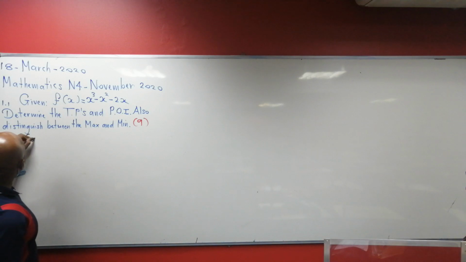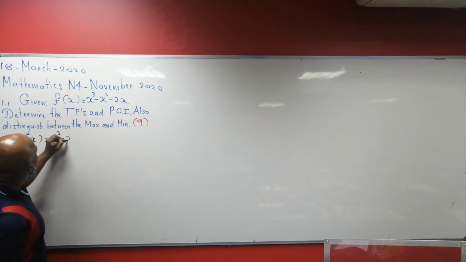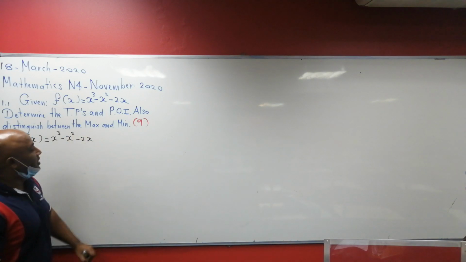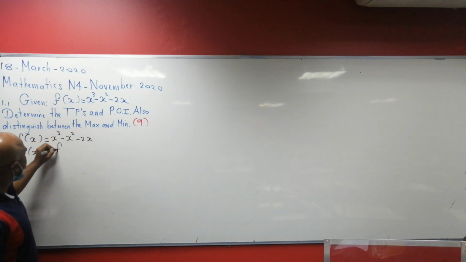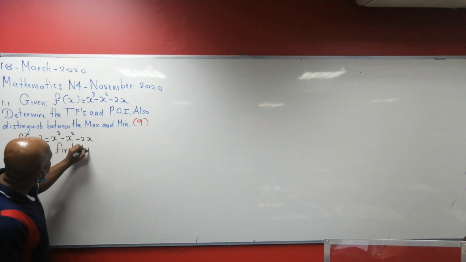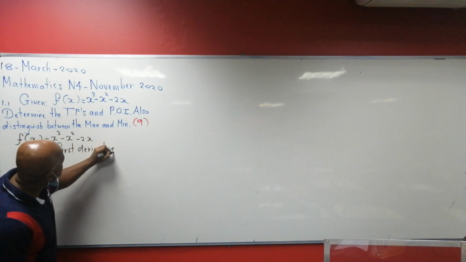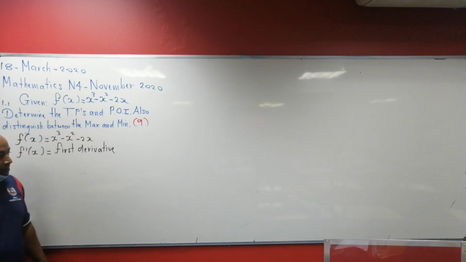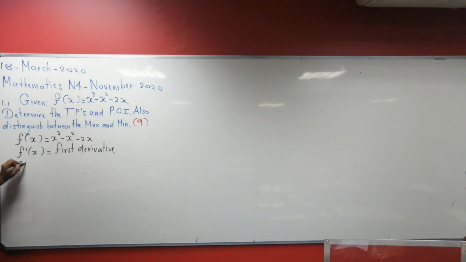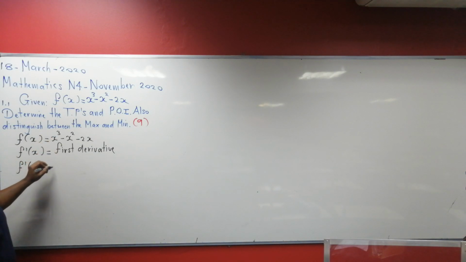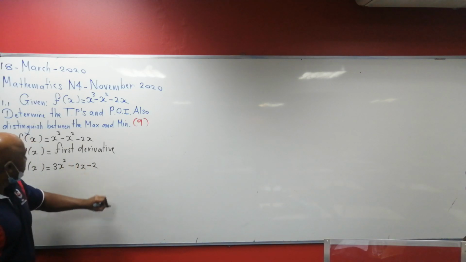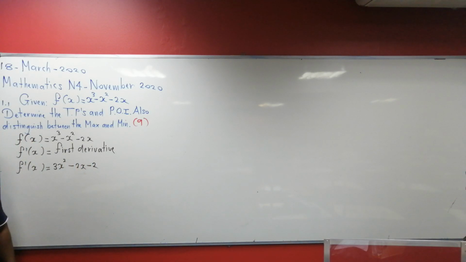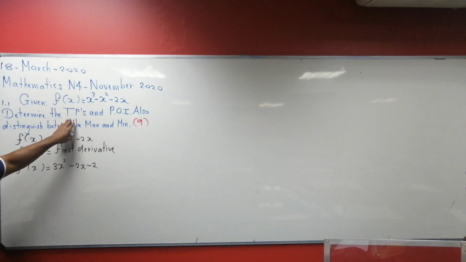So we have f of x is equal to x cubed minus x squared minus 2x. Alright, so you know that f prime x, which is the first derivative, is what you need to find. Okay, you need to find that first derivative. So what is f prime x? F prime x here is 3x squared minus 2x minus 2. So now after you find your first derivative, we can now find our turning points.